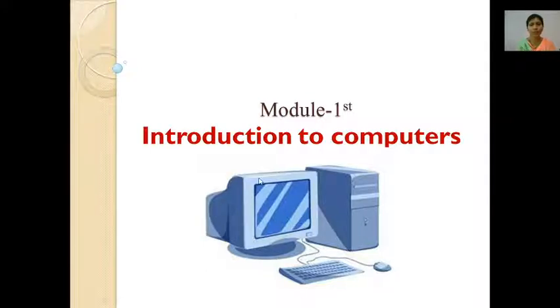As you see on the screen, this is a picture of a computer. This is the desktop, CPU, this is the keyboard, this is the mouse. Then what does computer mean? What is the definition of computer? Nowadays we all are using computers everywhere, in schools, colleges, hospitals, railway stations, and in our homes also.